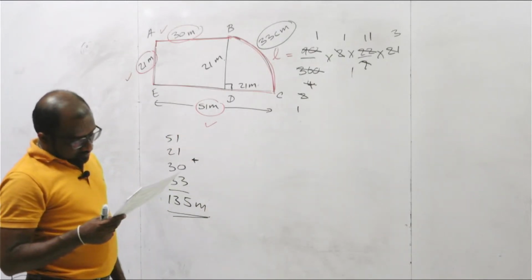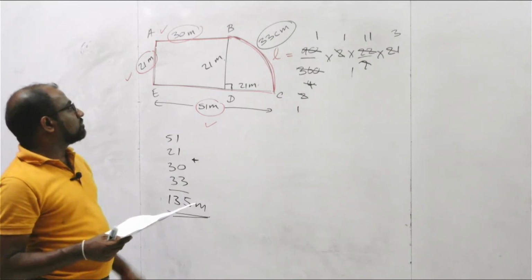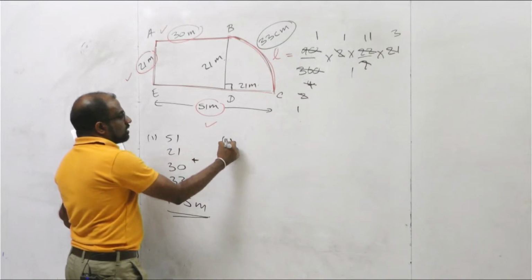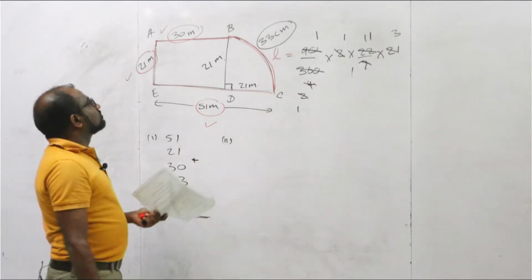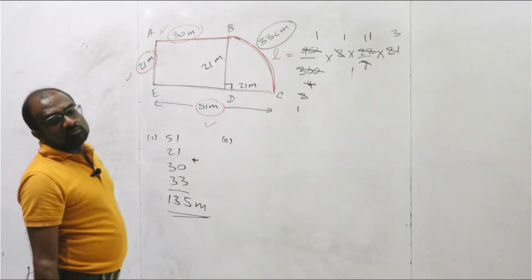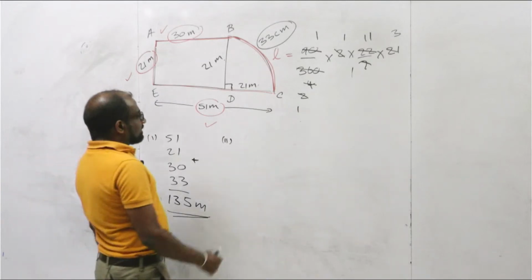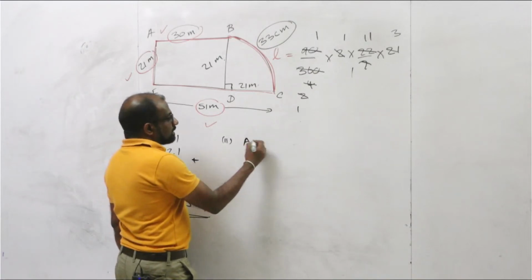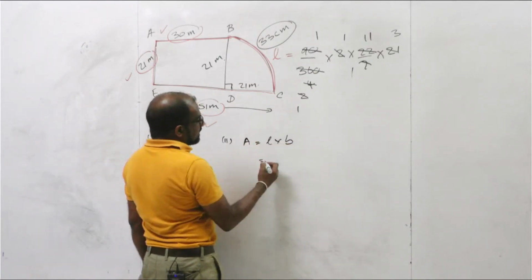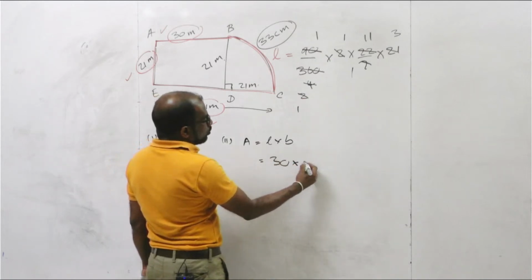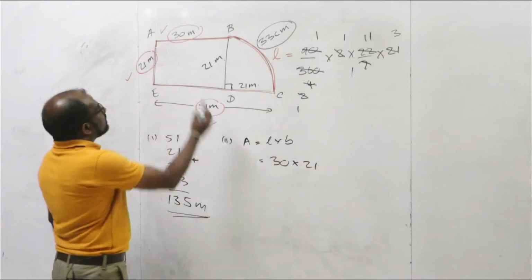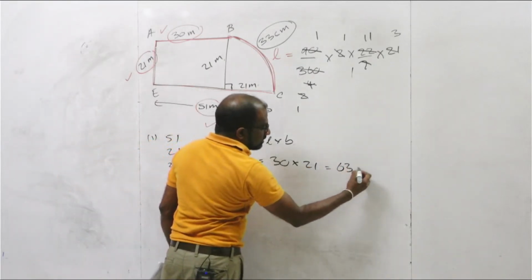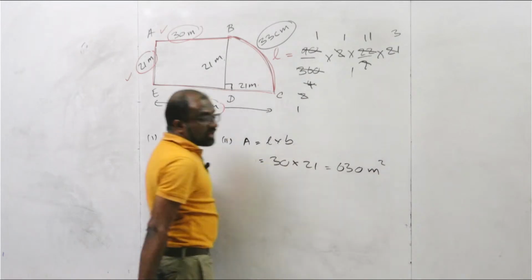Second one. Find the area of the whole garden. So perimeter was calculated before, now the area. When you come to area, you have a rectangle and a sector of a circle. The area of the rectangle is length into breadth, that is 30 into 21. Length 30, breadth 21, and 630 square meters is the area of the rectangular part.